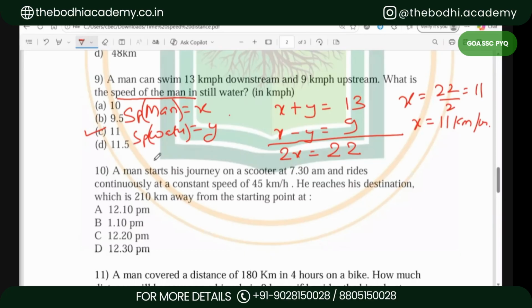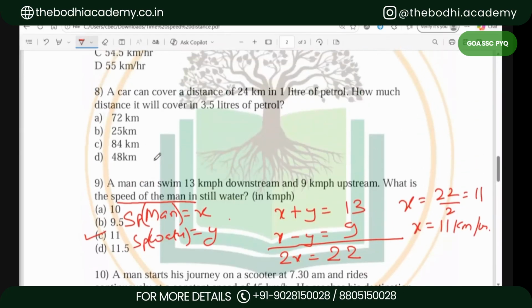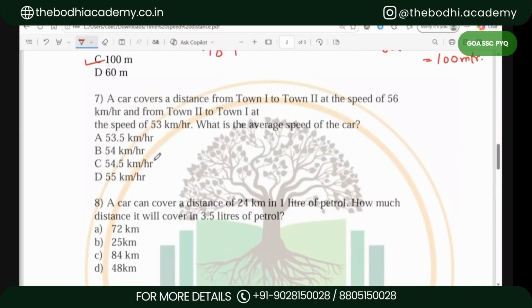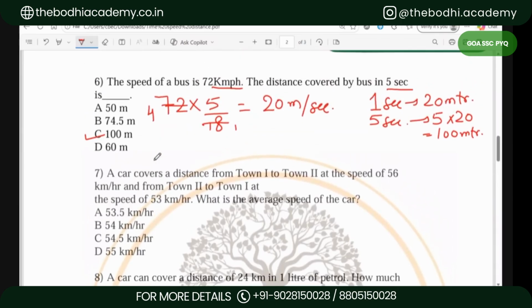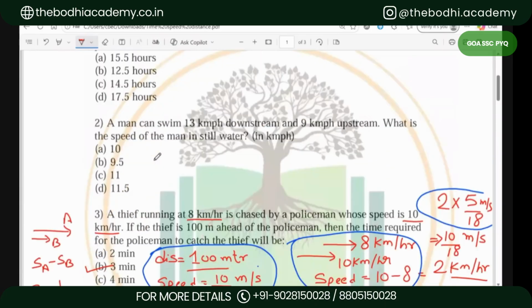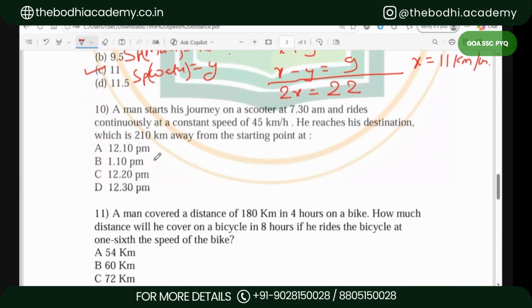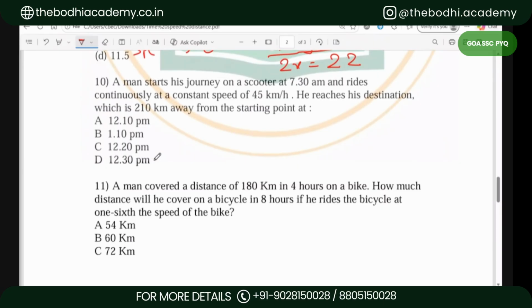This way, these questions are solved when you solve questions from upstream and downstream. Okay, this way you will solve a question. Question 8 is already done. Average speed is not required at this point. Now let us come to question number 10. 11 is a repeated question.